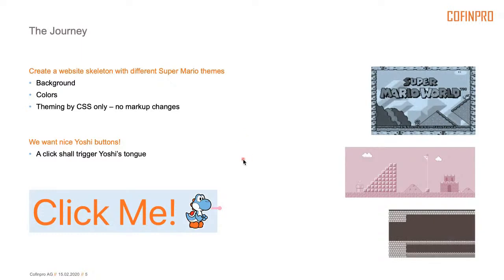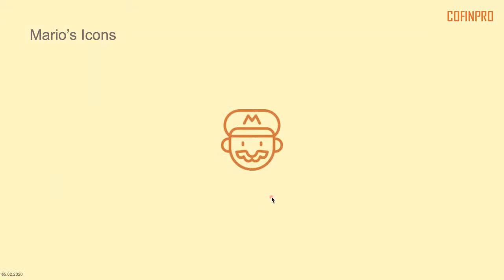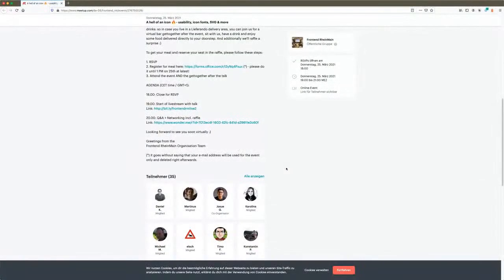Furthermore, we want nice Yoshi buttons. And it should not be just a static button. It should be a button where Yoshi sticks its tongue out when you click on it. So an animated button, actually. And maybe you will ask yourself, why is Yoshi blue? It's because it's actually a Cofinpro Yoshi. So these are corporate colors, but we will also find green Yoshis in this talk. But let's start simple with a little hello world using our old friend Mario.